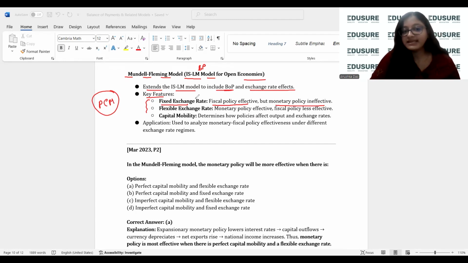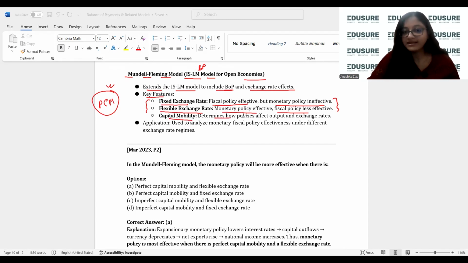So with a fixed exchange rate, if perfect capital mobility holds, then fiscal policy will be effective and monetary policy will be ineffective under the Mundell-Fleming model. And if a flexible exchange rate is there, again with perfect capital mobility holding, then monetary policy will be effective and fiscal policy will be ineffective. They give you questions only on these outcomes: what will be the policy implications under different exchange rate regimes? That is the only question they ask from this Mundell-Fleming model.